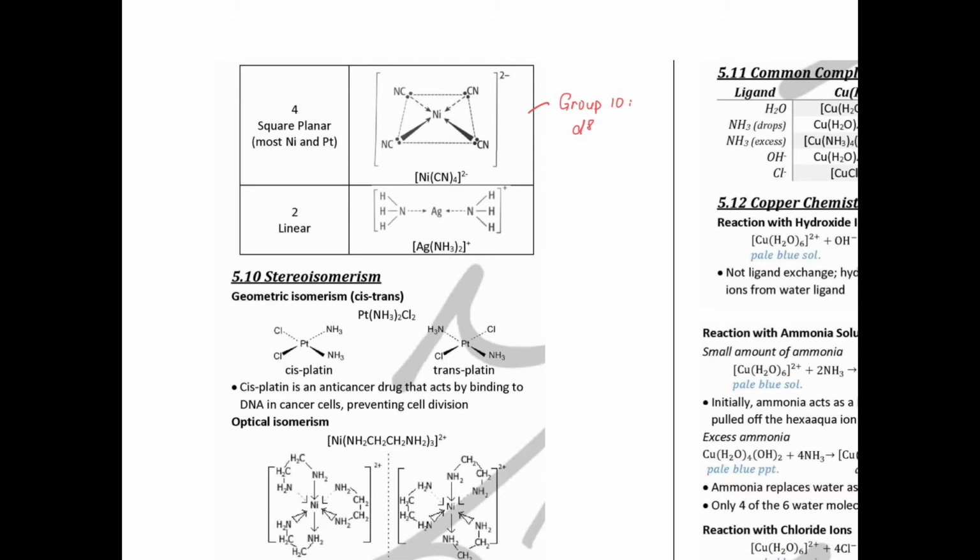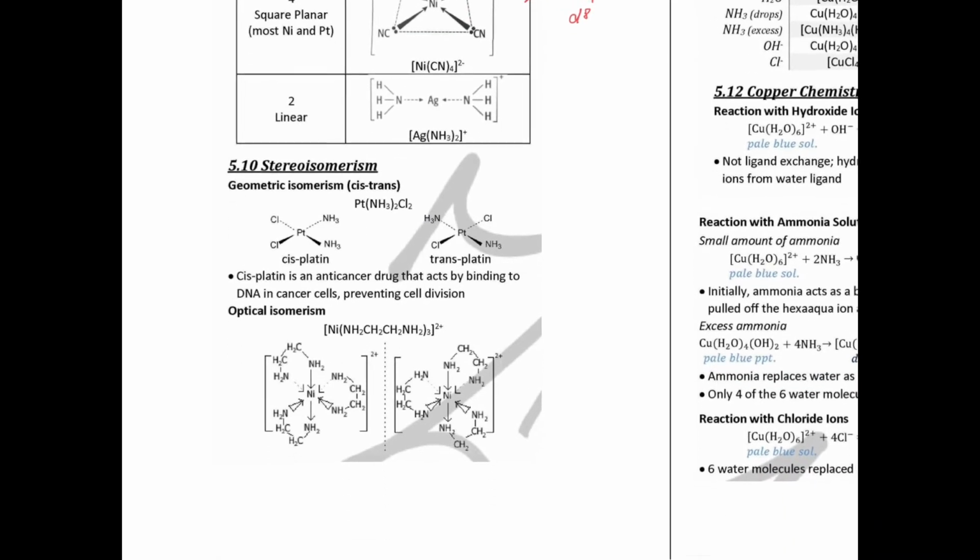Now here, linear. In what situation do they form linear? 2 dative bond. 2 dative bond, linear. Okay, so settle for that part. The shape settled already.